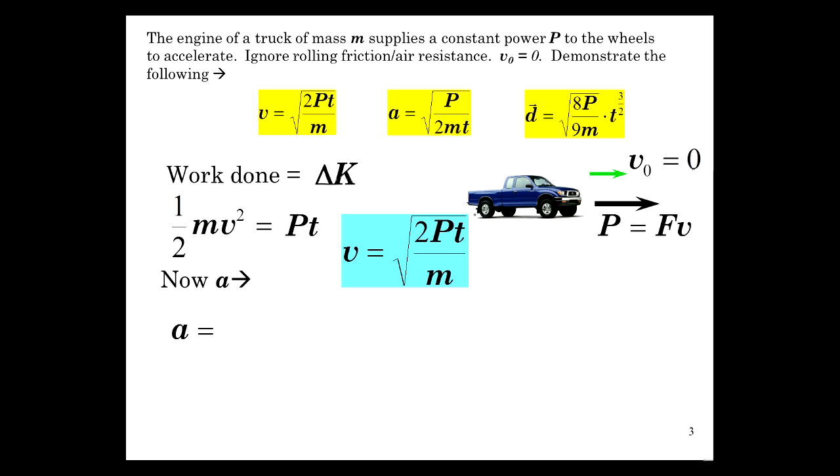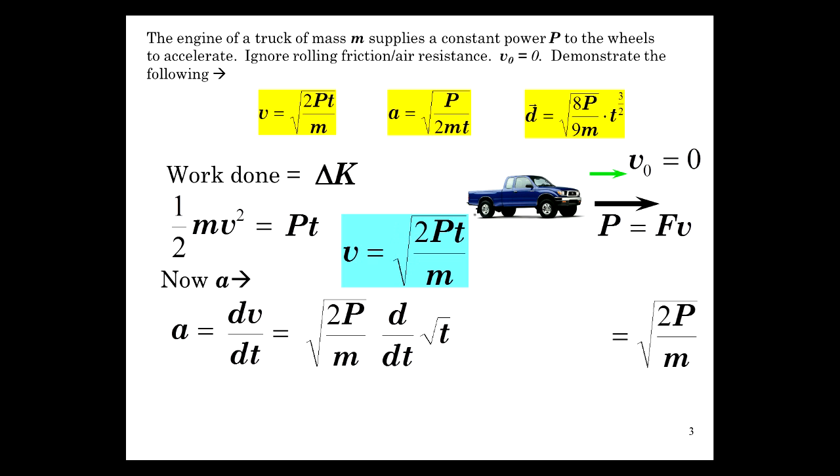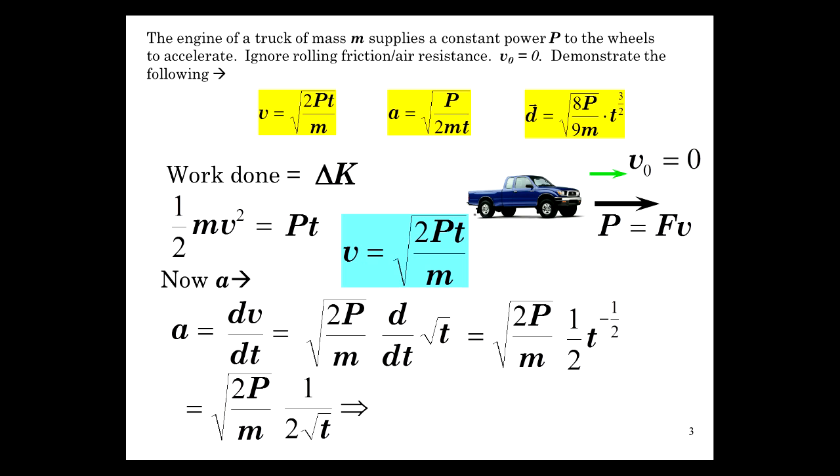Now how to get the acceleration? Well, acceleration is dv/dt. So 2P over m is the constant part of this, and then the derivative of the square root of t, which is, bring the 1/2 down, t to the negative 1/2, rearranging that, 1 over 2 square root of t. So bring the t inside the first radical, and we have the acceleration, the square root of P over 2 times mass times time.